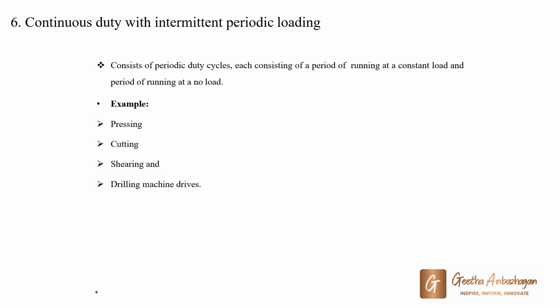This type of drive operation consists of a period of running at constant load and a period of running at no load, with normal voltage to the excitation winding in separately excited machines. Again, the load and no load periods are not enough to reach their respective temperature limits. This duty is distinguished from intermittent periodic duty by running at no load instead of a rest period. This type of duty can be accomplished by single phase, three phase induction motors and DC compound motors and universal motors. The examples are pressing, cutting, shearing, and drilling drives.